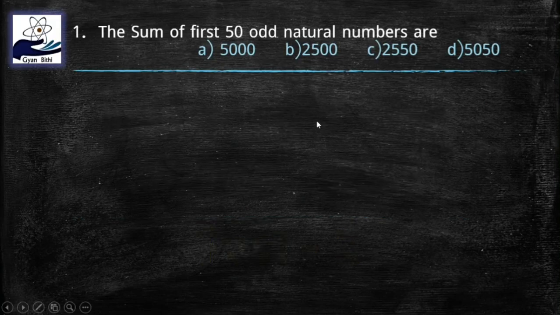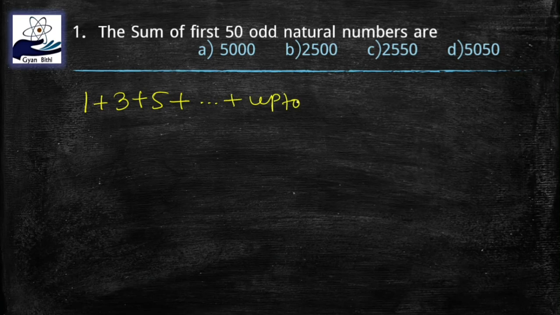Let's start. The sum of first 50 odd natural numbers is: 5000, 2500, 2550 or 5050. Let's see. So, 1 plus 3 plus 5 plus dot dot dot up to 50 terms.